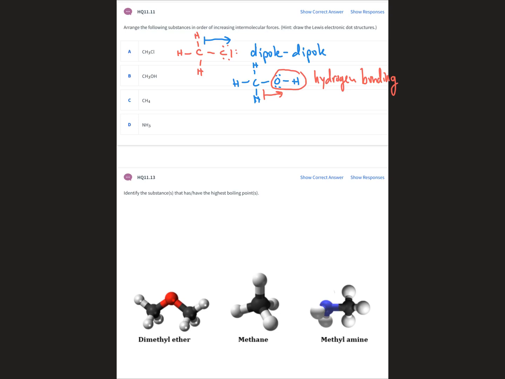Next, I've got methane. Methane is just carbon, hydrogen, hydrogen, hydrogen: nonpolar, nonpolar, nonpolar, London dispersion forces. Last but not least is ammonia. Ammonia also has hydrogen bonding because I have hydrogen attached to nitrogen.